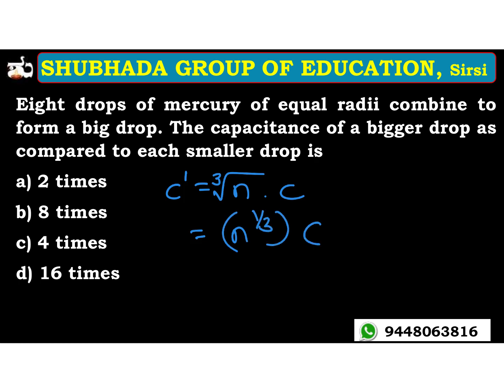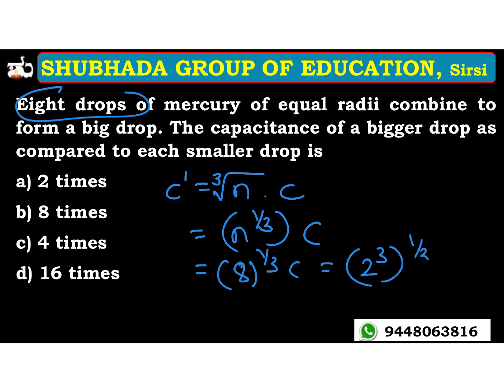That's the reason why the capacitance of the bigger drop is equal to, so here it is clearly given that 8 drops are given. That's the reason why 8 to the power of 1 by 3 times C. This is also equal to 2 to the power of 3 whole to the power of 1 by 3 times C. That's the reason it should be 2C. So 2 times the actual one, so that you can go for option A as the right answer in this question.